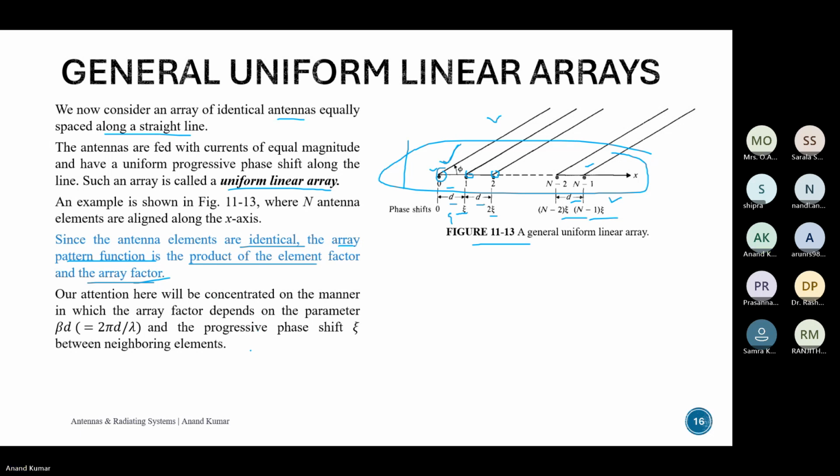So we have progressive phase shifts of this xi over here, and this is at a separation of d. Let's just write the array factor. So this is how the array factor would look like.